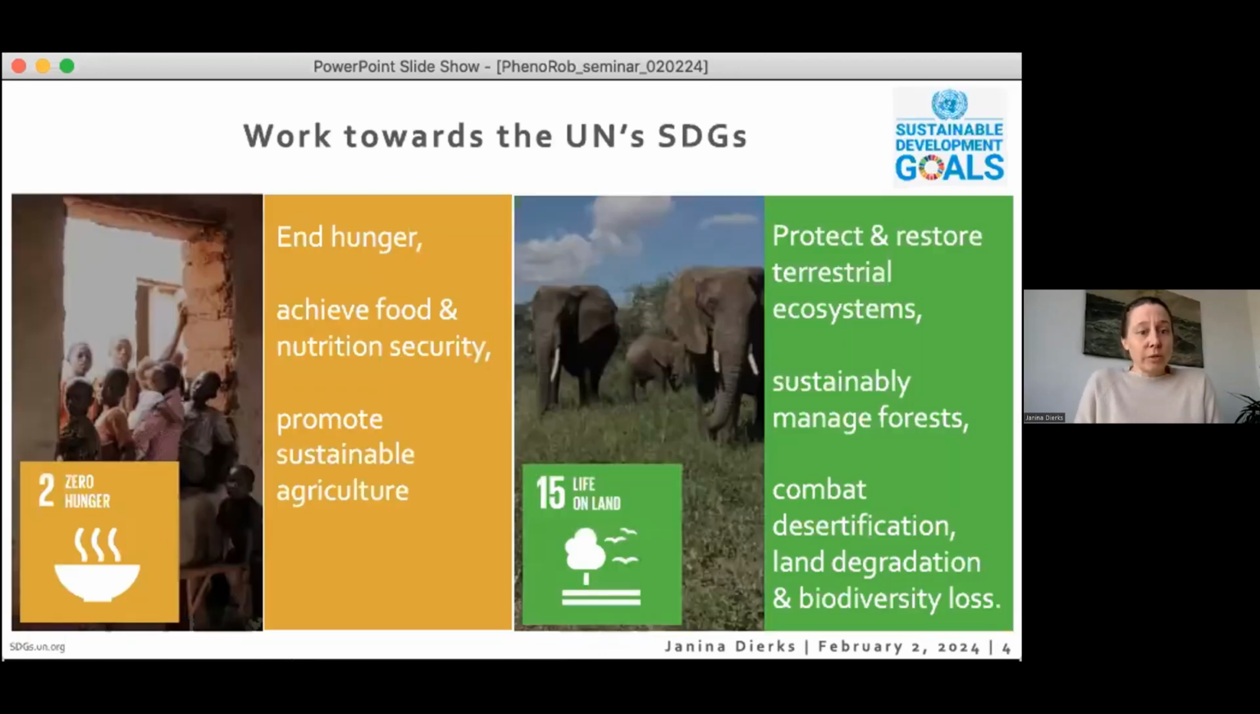So if we are to help achieve the United Nations Sustainable Development Goals, such as zero hunger and life on land, the challenge is to find a way to increase and/or maintain yields without extensive use of external inputs.